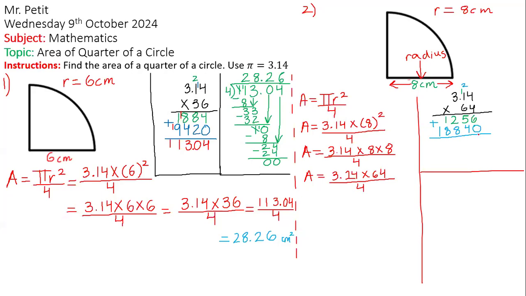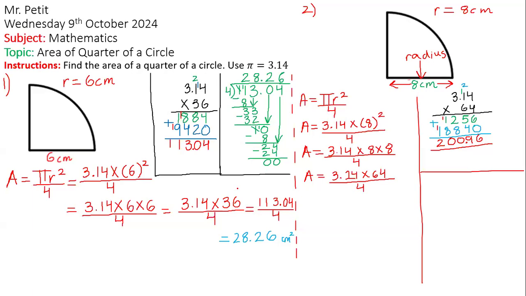6 plus 0 is 6. 5 plus 4 is 9. 2 plus 8 is 10. Put the 0 down, carry the 1. 8 plus 2 is 10, carry the 1. 1 plus 1 is 2. So where do we put the point? After the second 0. Very good. 200.96. That makes sense? Yes, sir.